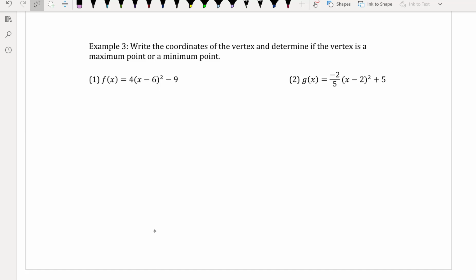So now we can go on to example number 3. It says write the coordinates of the vertex and determine if the vertex is a maximum or a minimum point. So if I have a happy parabola, then this point would be a minimum for my vertex.